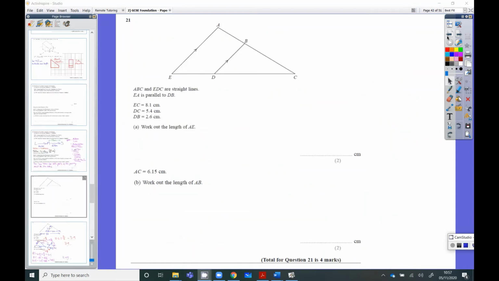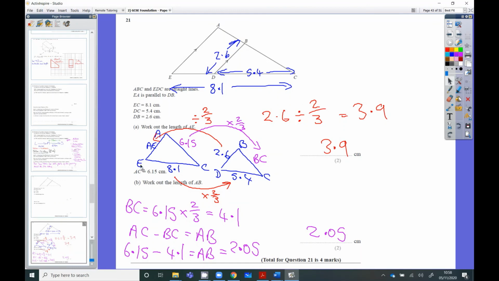Question 21. Well, we've got similar triangles here, okay? Because these lines from A to E and B to D are parallel, we've got 2 similar triangles. We've got this bigger triangle from A to E to C, and this smaller triangle from B to D to C. So let's draw those 2 triangles next to each other and fill in all the measurements we know. Well, we know that from E to C is 8.1, D to C is 5.4, and D to B is 2.6.